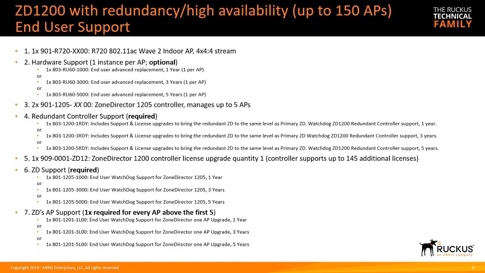So that was with a single controller. This is with redundant controllers, active standby controllers. We still need the AP, and still optionally support on the AP. Then we're going to buy 2 controllers to manage up to 5, and these AP licenses are a pool. Then we're going to get redundant controller support.